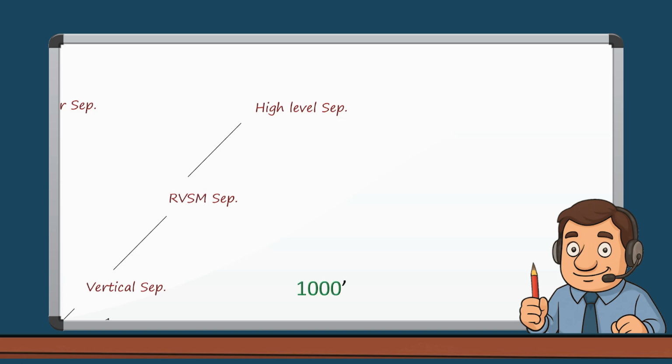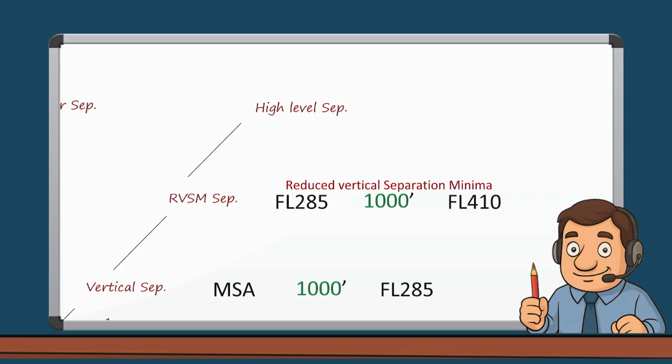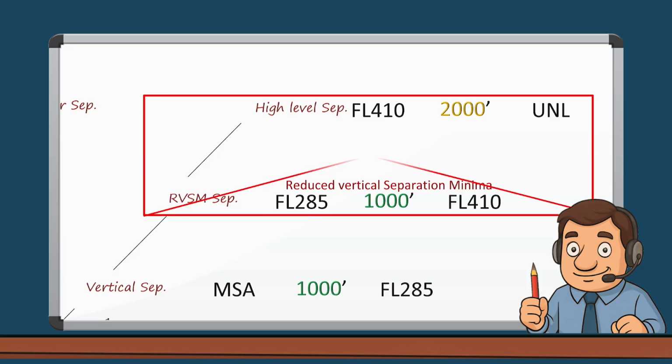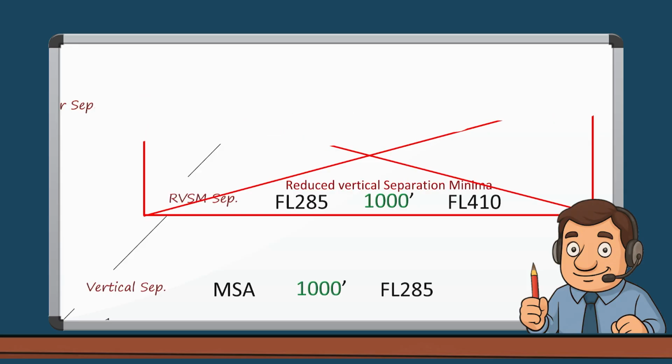from the MSA and upward to flight level 285. From 285 to 410, it's also 1,000 feet if you have RVSM airspace, which is called reduced vertical separation minima. Above that, 2,000 feet is required. Both these are C1 topics and shall not be discussed further here. You can read up on that yourself. Let's focus on the standard vertical separation.